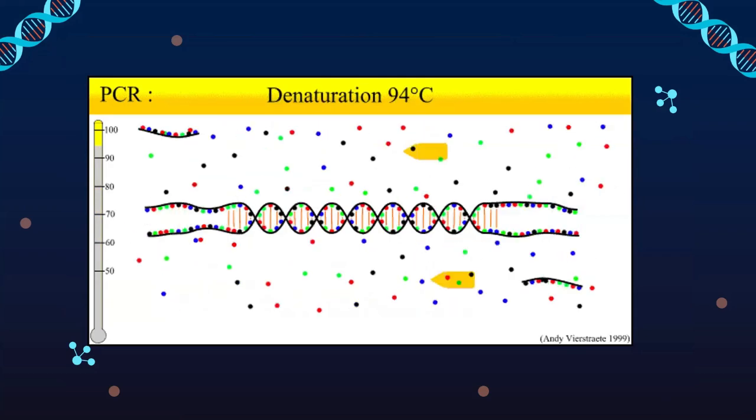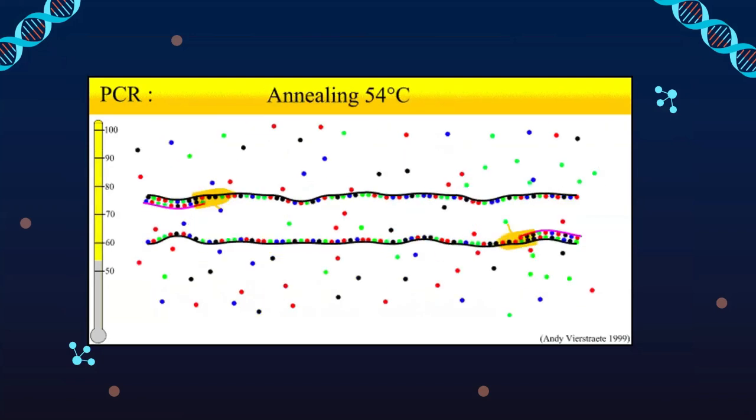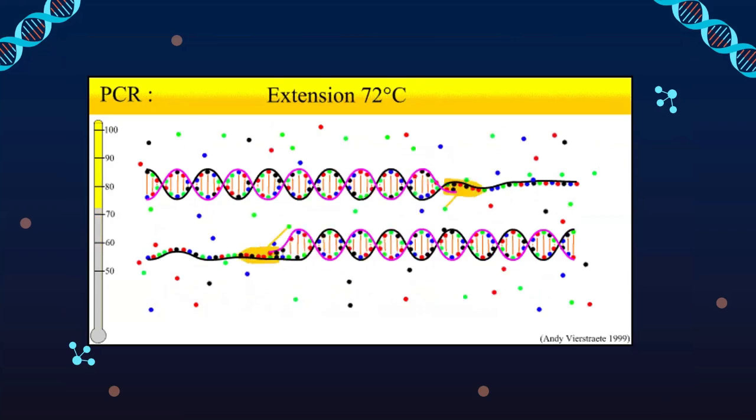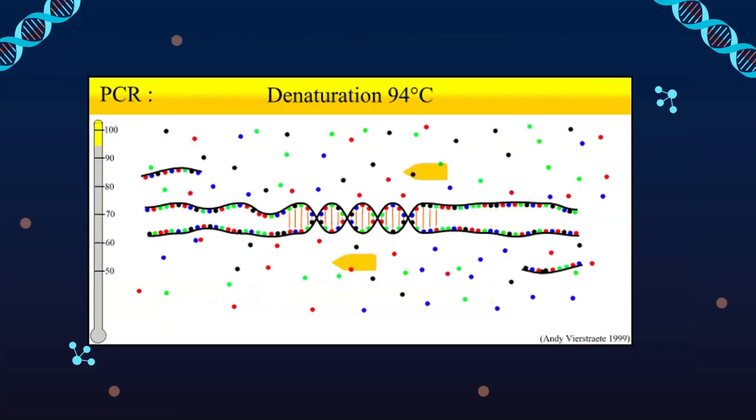So, for denaturation, the temperature is 94 degrees Celsius. While for annealing naman po, we have 54 degrees Celsius. And then for the extension or the synthesis, we have 72 degrees Celsius.